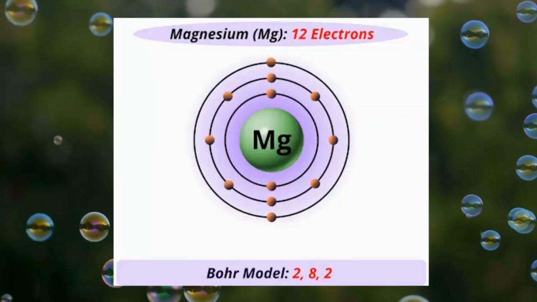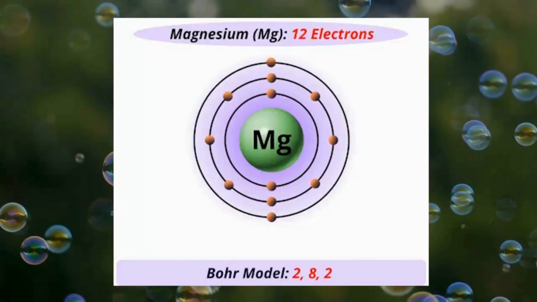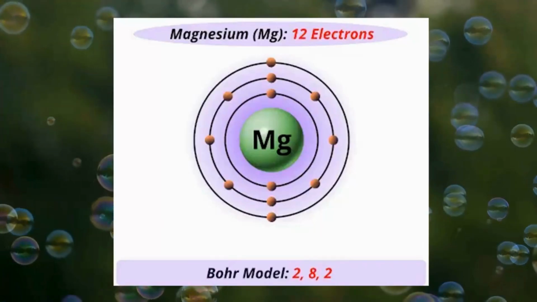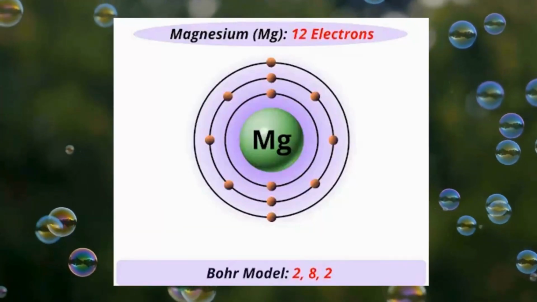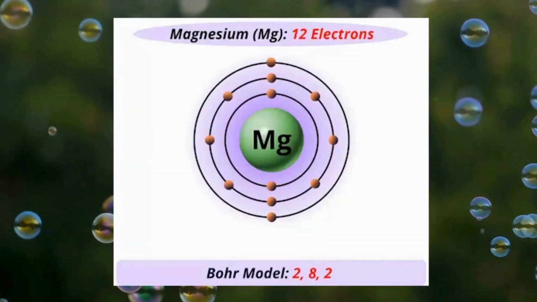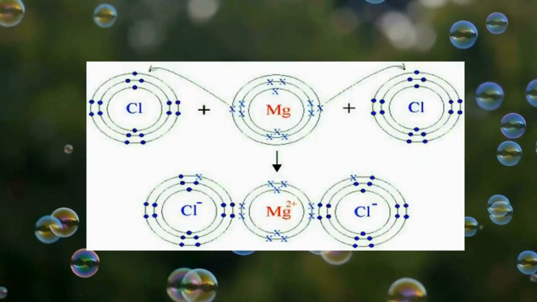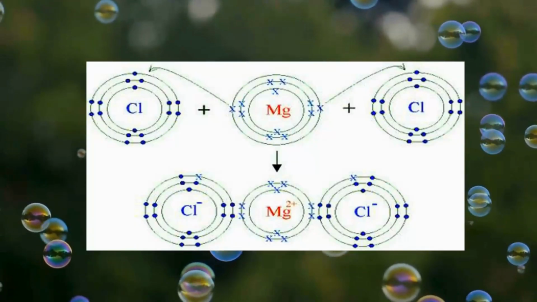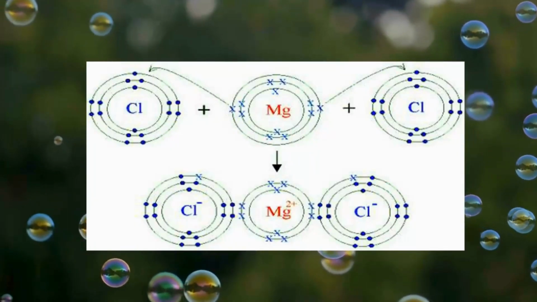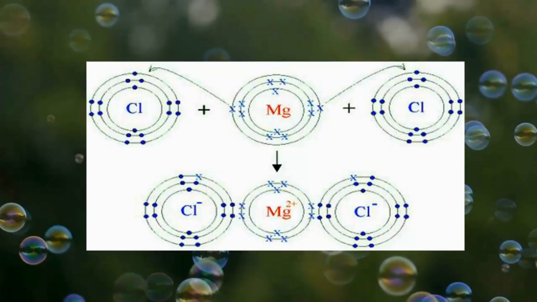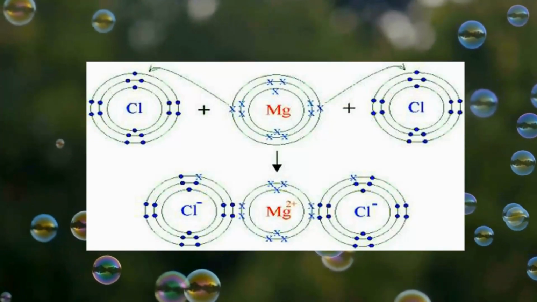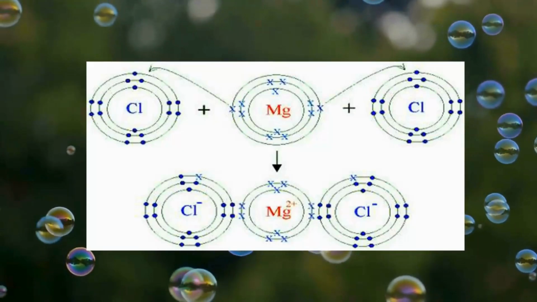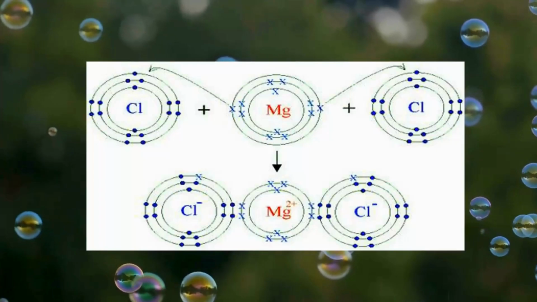Another example we can see is magnesium, which has atomic number 12. That means it has 2 electrons in the outermost shell. So it has a tendency to share the 2 electrons with the other atoms. Here we can see the sharing of 2 electrons of magnesium with chlorine because chlorine requires 1 electron to form a completely filled one. So the 2 electrons from magnesium are shared with the 2 chlorine atoms. So we get a compound MgCl2.